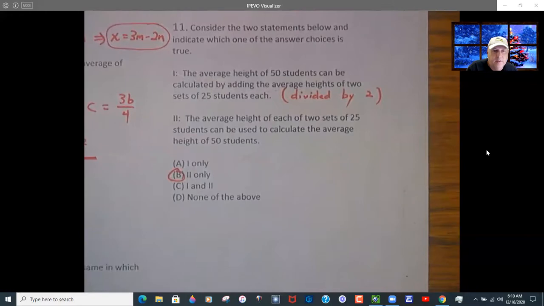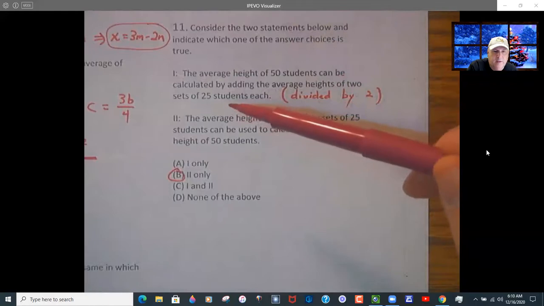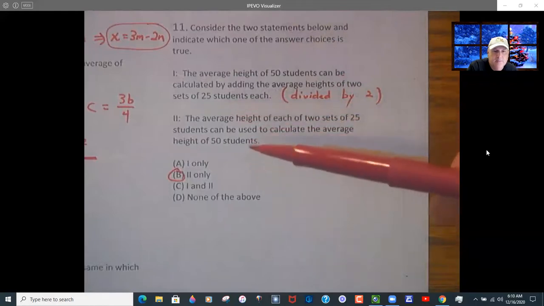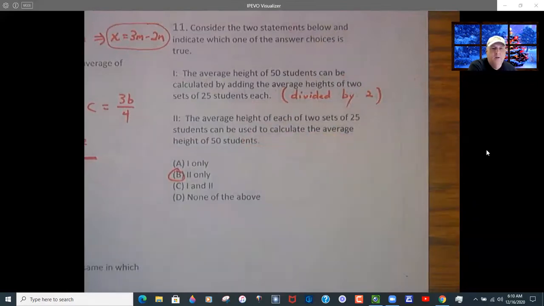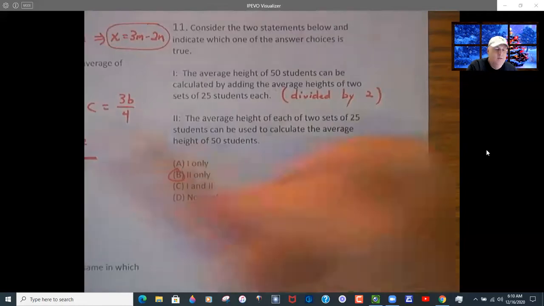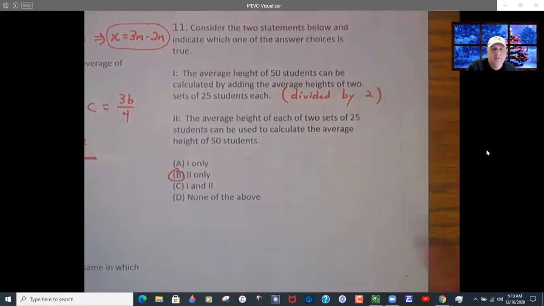Okay, consider the following statements below and indicate which one of the answer choices is true. The average height of 50 students can be calculated by adding the average heights of 2 sets of 25 students each, divided by 2. So the average height of each of 2 sets of 25 students can be used to calculate the average height of 50 students. Okay, so 2 only. You wouldn't, this has some error in it.